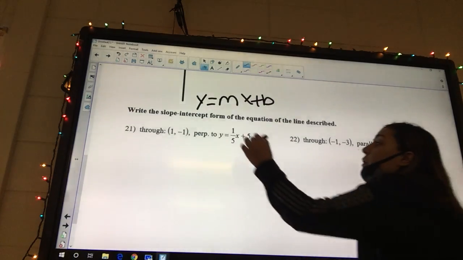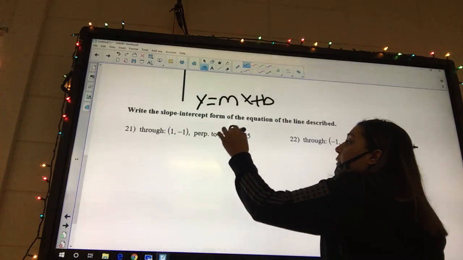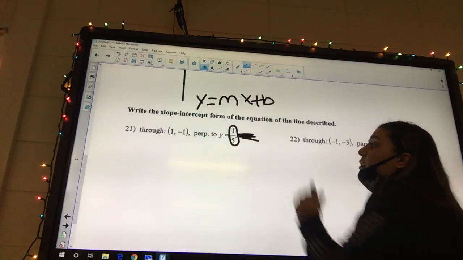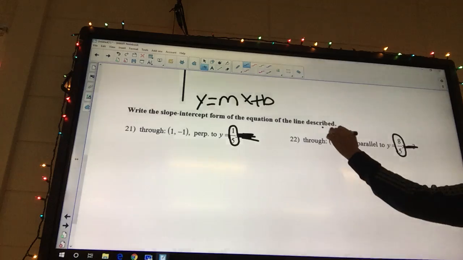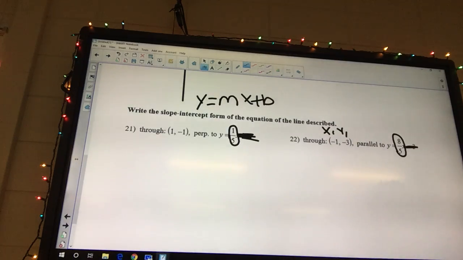Over here, you're only dealing with this 1 over 5, and you need to flip and change it. So you could cross off the other stuff. If you don't cross it off, what happens is people try to start using it, and you're not even supposed to. Okay? And so I have this slope, and I have these points.